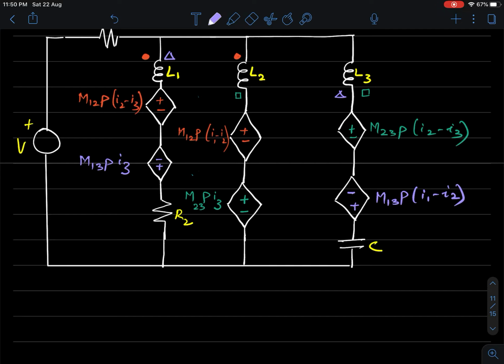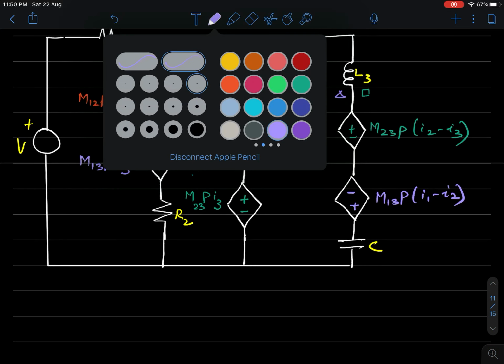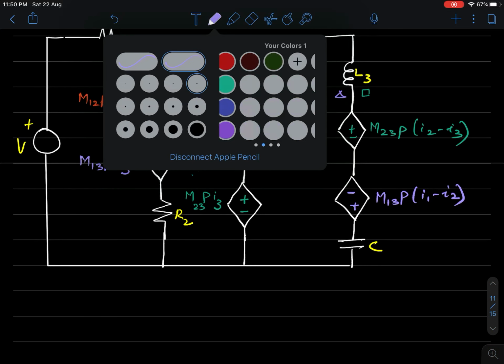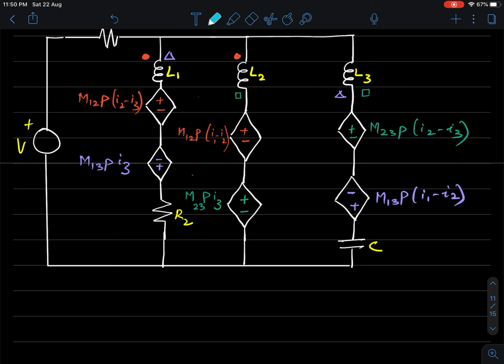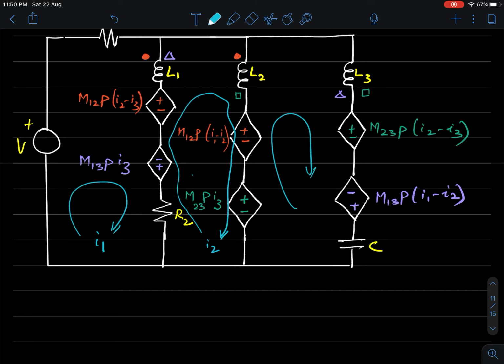Alright, so all we need to do now is write the equations. Now let me put back the currents. Okay, I think it was this color. I'll write the currents here, wherever I have space. This is I1, this is I2, this current is I3. Alright, the currents are there.